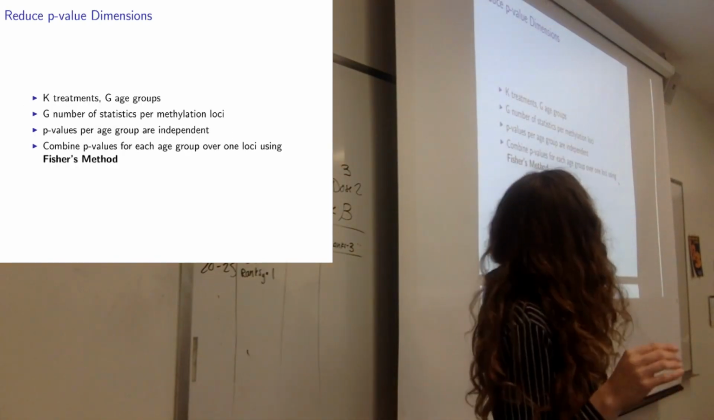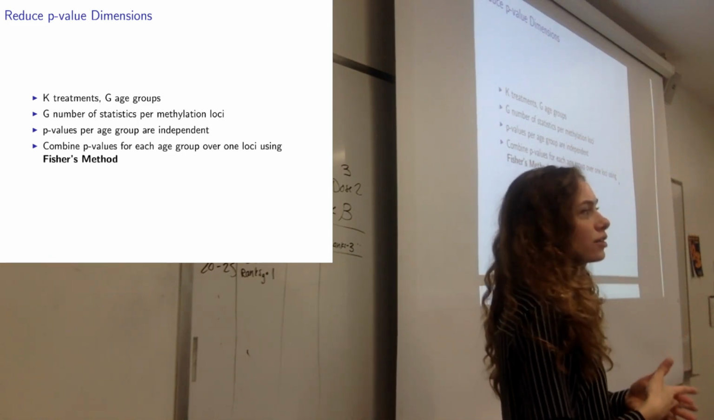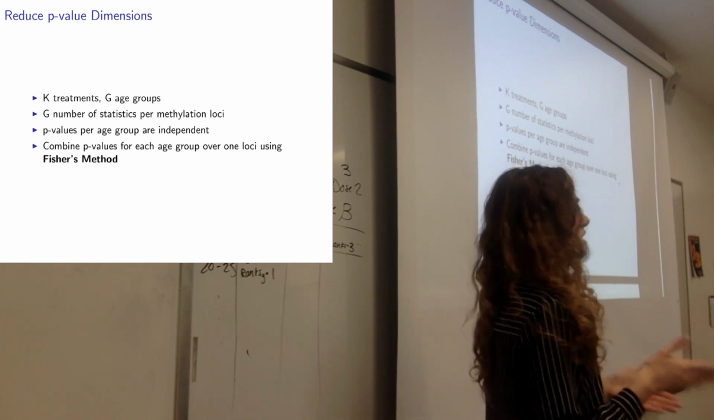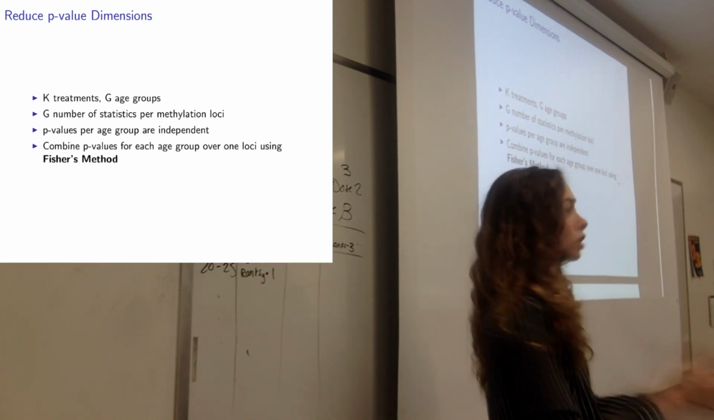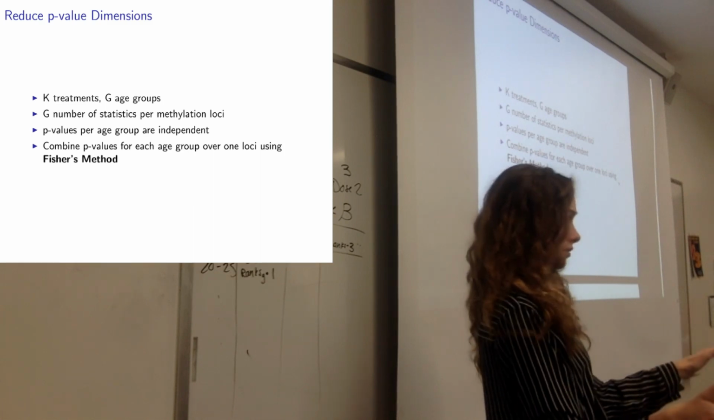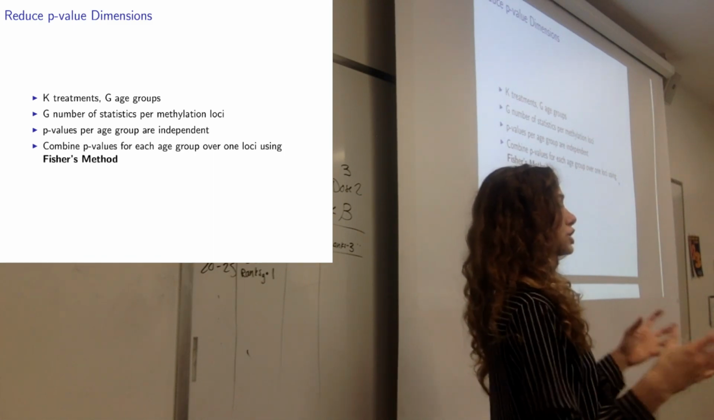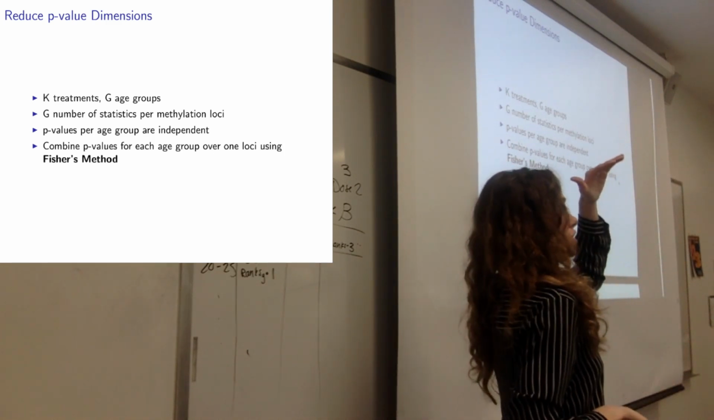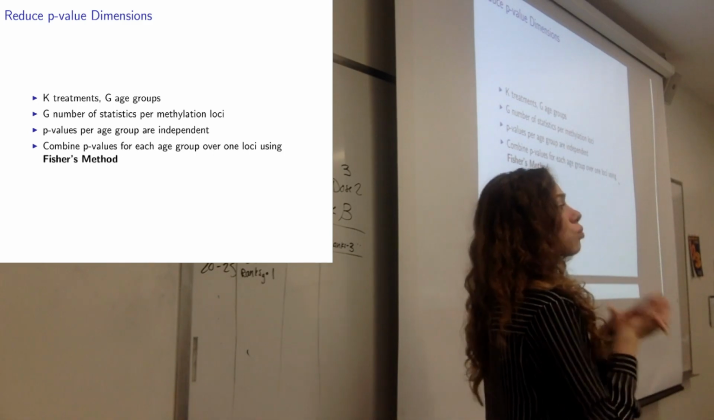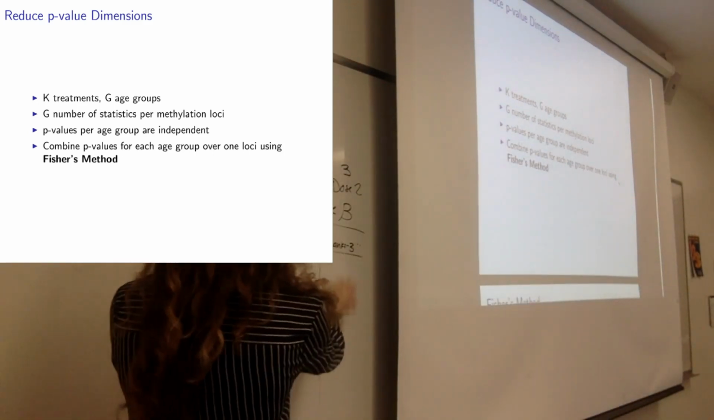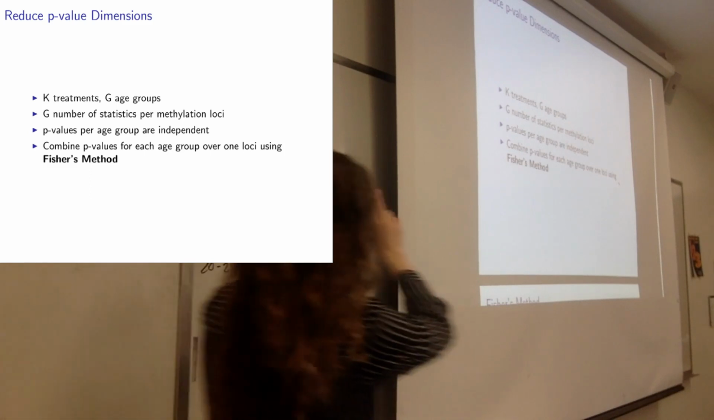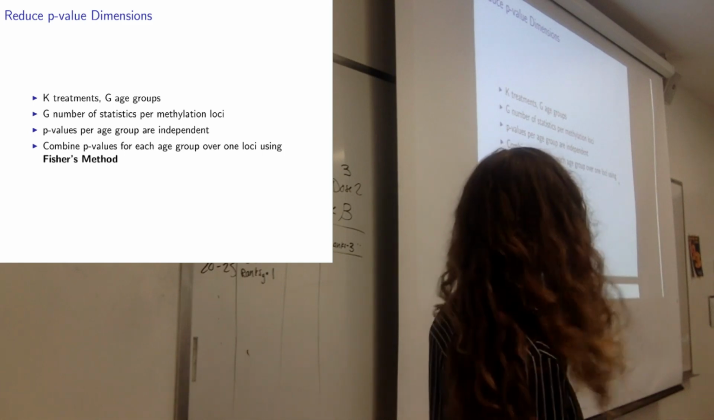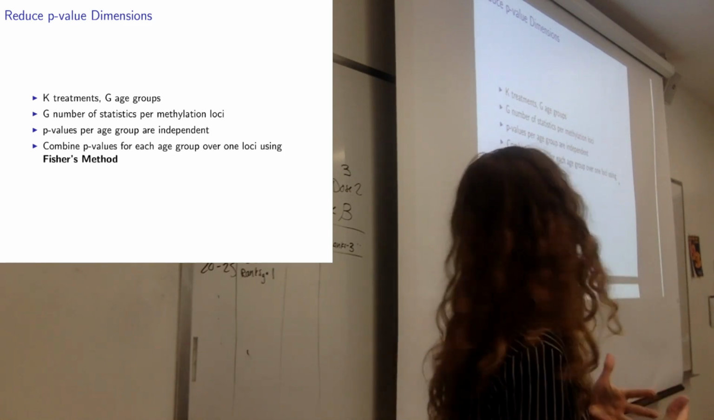But the problem is we have 6 p-values at this point because we did this for each age group. And so what we're interested in is not whether or not they're differentially methylated across age groups. It's, are they differentially methylated across treatments? And so grouping them into the age was just to allow us to adjust for this. So now we have to merge all of these age group p-values down into one p-value that detects whether or not they were different across the betas. So K treatments, G age groups. Right now, G p-values, number of statistics for each methylation locus.